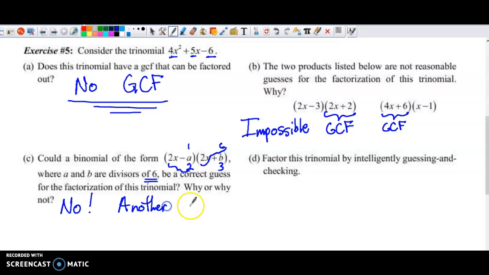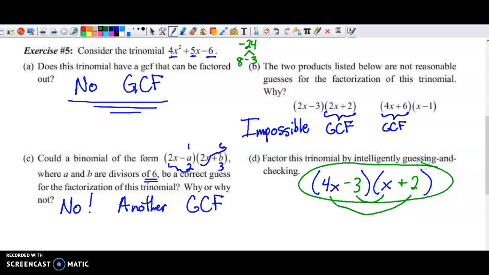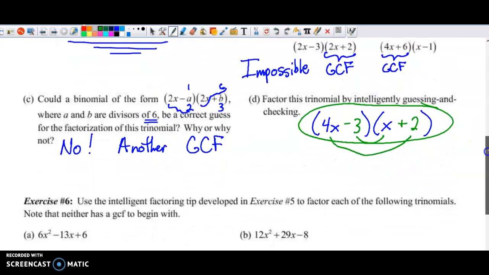So the whole point of this is so that you have an intelligent guess that the best option is going to include 4x and x. And as you go through your process, maybe as you're guessing, factors of this would be negative 24, and it would be 8 minus 3. Well, the only way to get 8 is if you did 4x times 2, and then minus 3, and then this would be a good or correct answer.